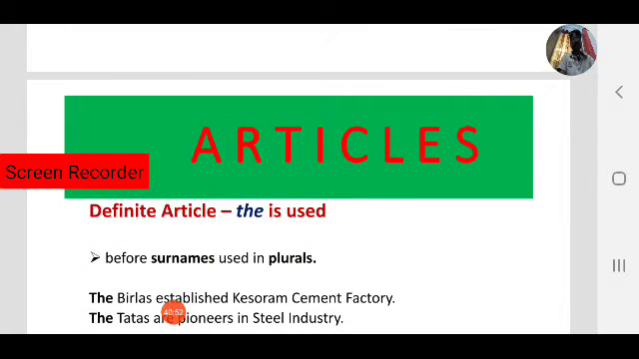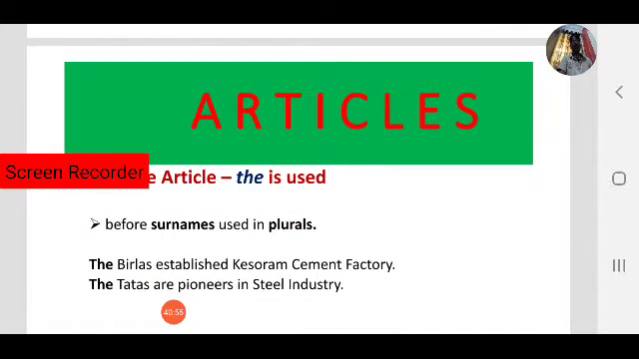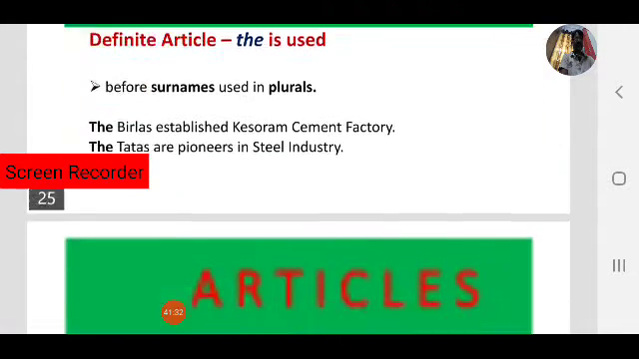Next, before surnames used in plurals. This is another case. The Birlas established the Kesoram cement factory. Birla is a surname, but here Birlas is used as a plural. Birlas, Ambanis, like that. These are surnames used as plurals, so we use the Tatas, the Gandhis. The Tatas are pioneers in the steel industry. This is another case where we use the definite article the.